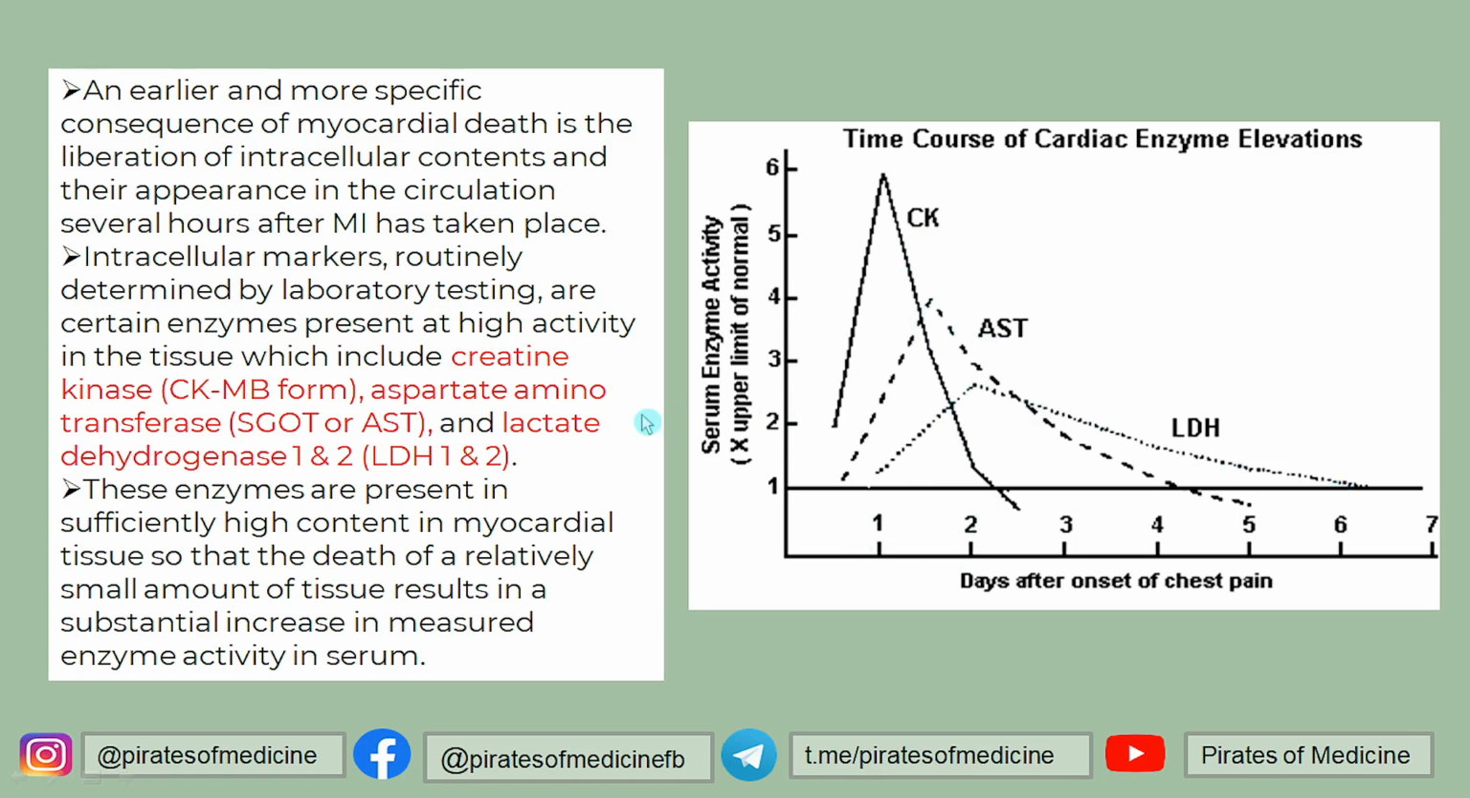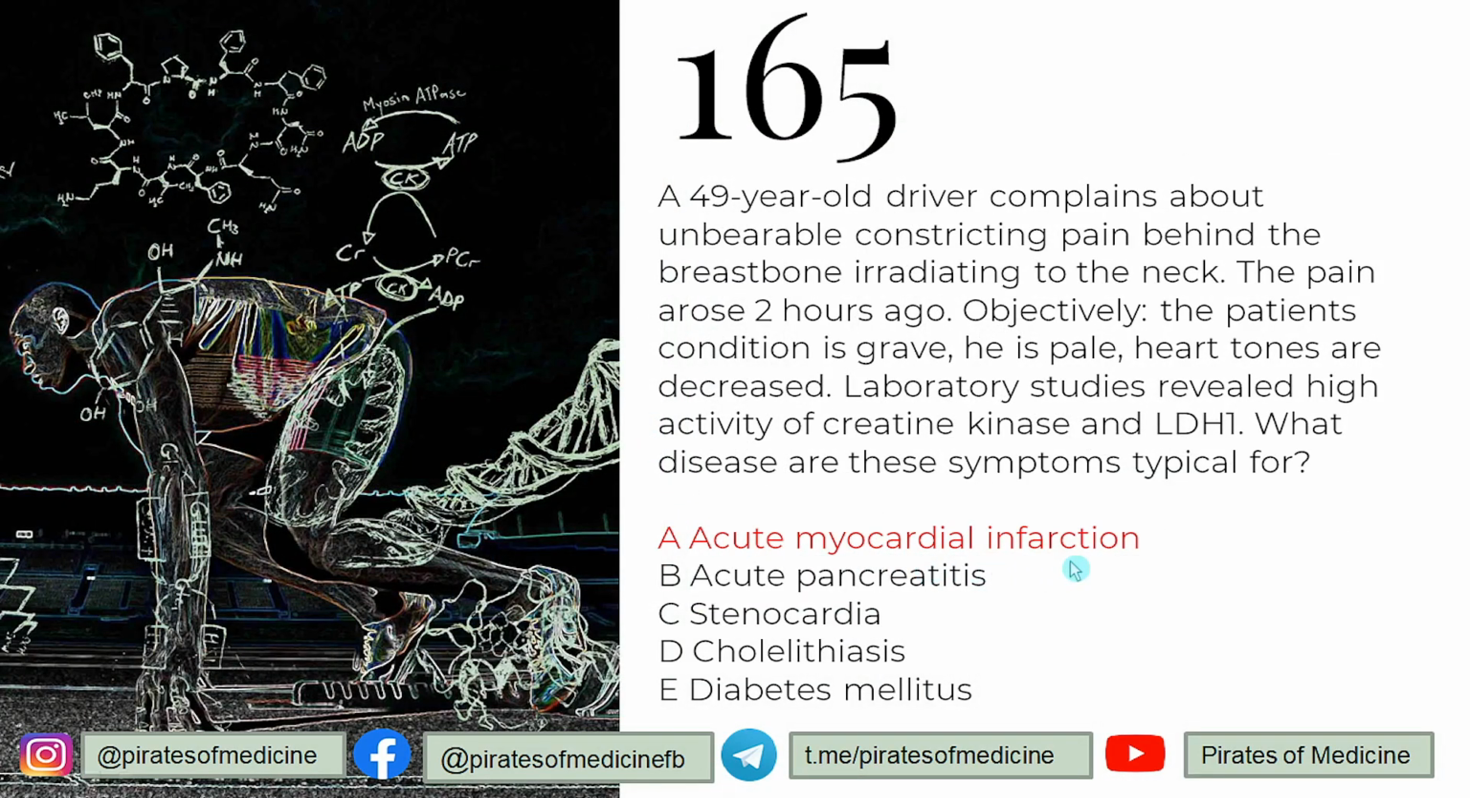So remember, the enzymes which will be elevated in myocardial infarction, which are the intracellular markers, are the creatine kinase MB form. Remember, the second isoenzyme. Aspartate aminotransferase, also called SGOT, lactate dehydrogenase first and second, which is present in the heart and RBCs. But if all of them are elevated together, it clearly shows that myocardial infarction has taken place. So always go for acute myocardial infarction if you see elevation of creatine kinase, lactate dehydrogenase.